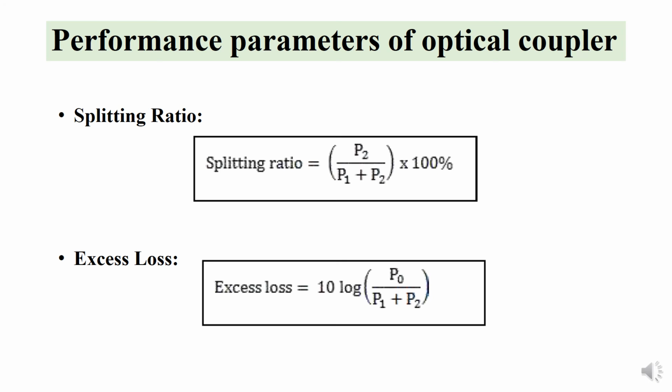What do you mean by excess loss? Excess loss is the ratio of input power to total output power. Input power is P0 and the output power is P1 plus P2. Therefore it is 10 log of P0 by P1 plus P2. Loss is basically calculated in terms of decibels, so it is 10 log of P0 by P1 plus P2.